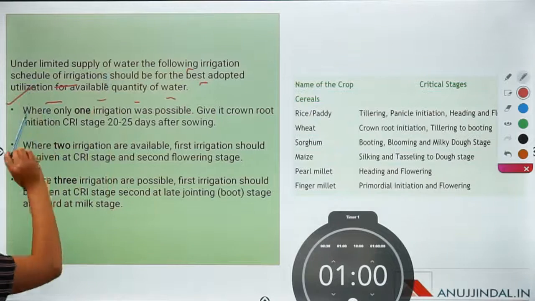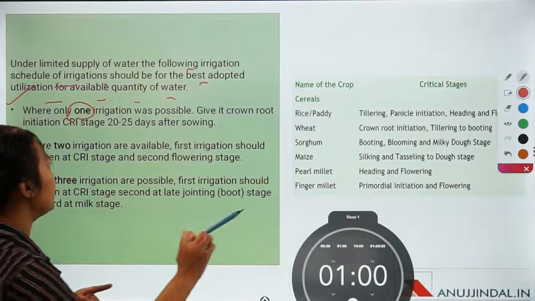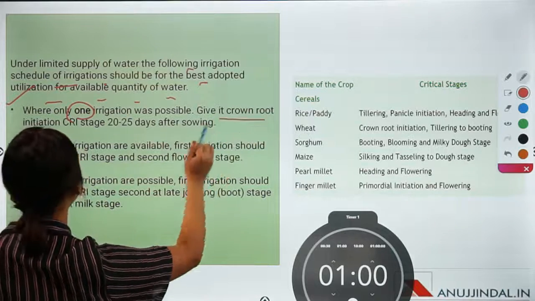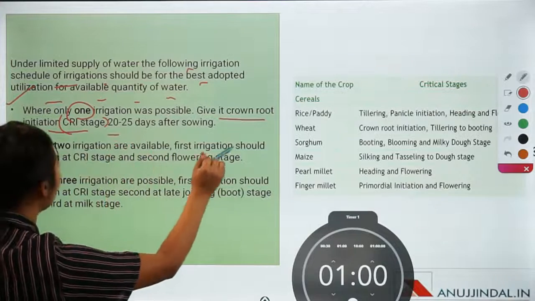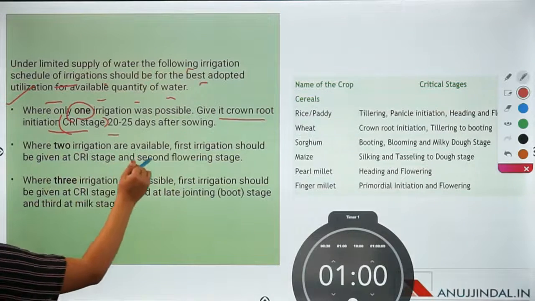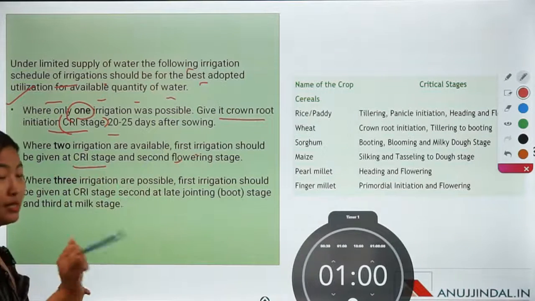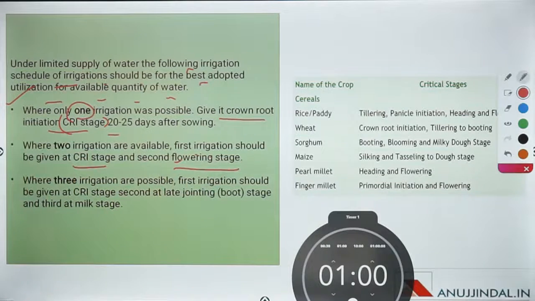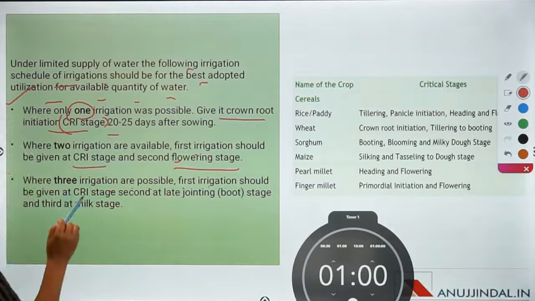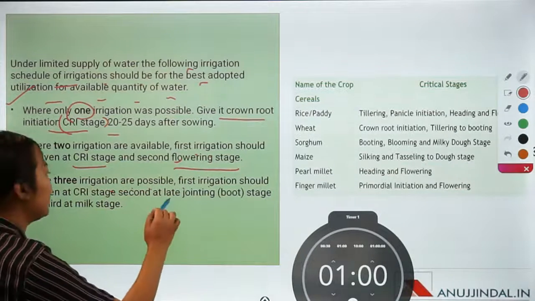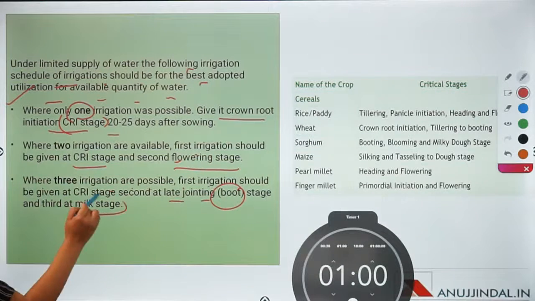The first case is where only one irrigation is possible, then we'll have to give it at the crown root initiation or CRI stage, at 20 to 25 days after sowing. Where two irrigations are available, the first should be given at the CRI stage and the second at the flowering stage. And where three irrigations are possible, the first should be given at the CRI stage, the second at late jointing or the boot stage, and the third at the milk stage.